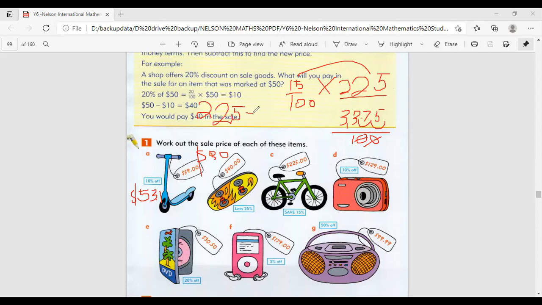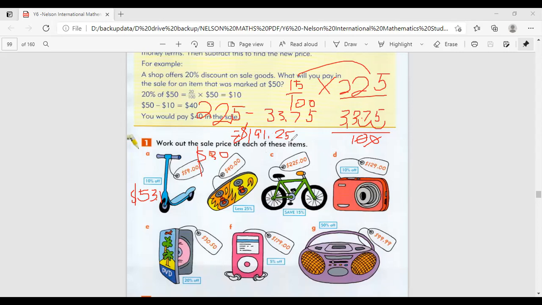So we will take this one, $225, minus 33.75, which is, let's see. So if you could see, the original amount was 225. The new price now is $191.25.